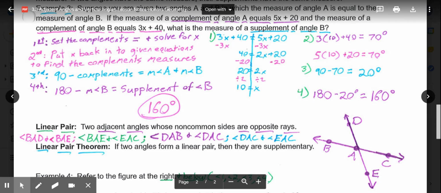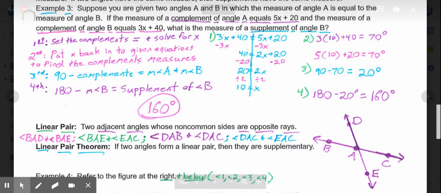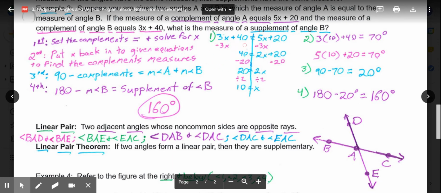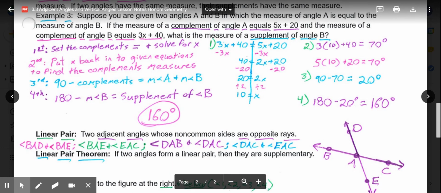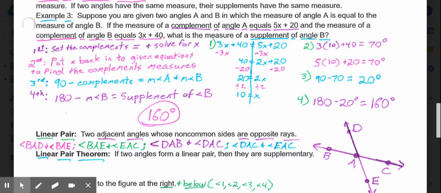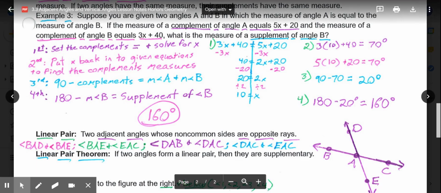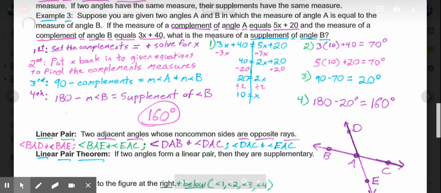So the first thing we want to do is figure out x. And the way we do that is by setting the complements equal to each other and solving for x. So you'll see that math right here. Angle A's complement is 5x plus 20. Angle B's complement is 3x plus 40. Set them equal to each other. Then solve for x, and we end up going through the algebra, and x equals 10.